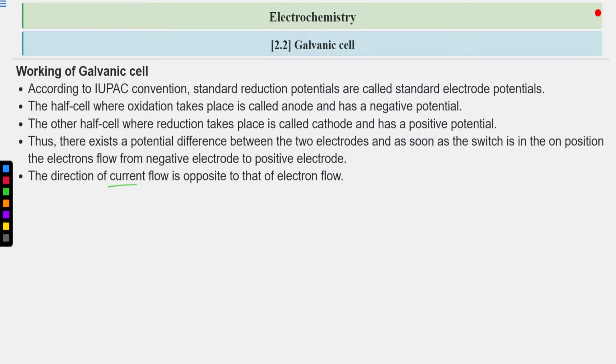The direction of the current flow is opposite to the electron flow. As I said, if electrons are flowing from the anode to the cathode, the current starts to flow. Current is represented by I. So current flows from cathode to anode, always in the opposite direction to the electron flow.